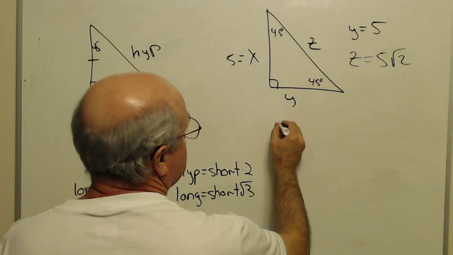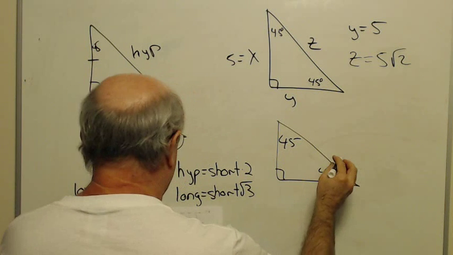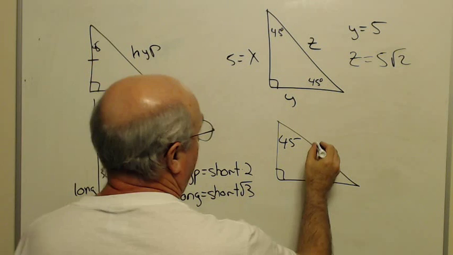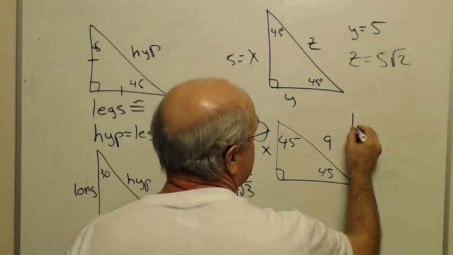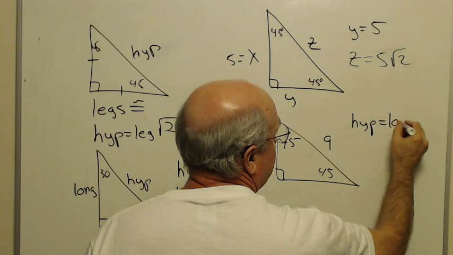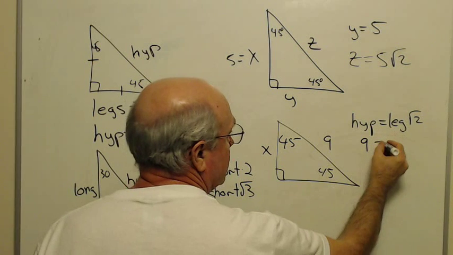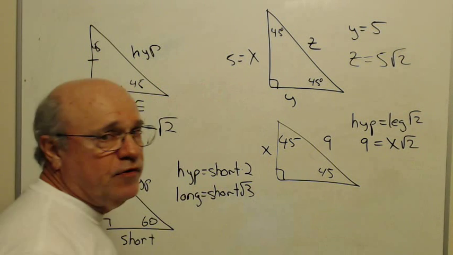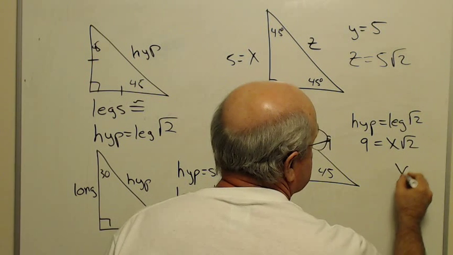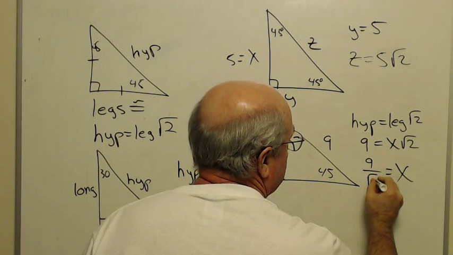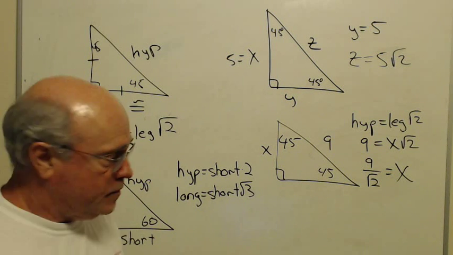On the next problem, same picture, different information. This time, z, which is the hypotenuse, is 9. And we want to know how long x is. Well, that's a leg. So use the rule hypotenuse is leg square root 2. Underneath hypotenuse, write the 9. Underneath leg, write the x. This is a one-step division problem. Divide both sides by the square root of 2. X is 9 divided by the square root of 2. And since you were not asked to simplify, you were done at that point.